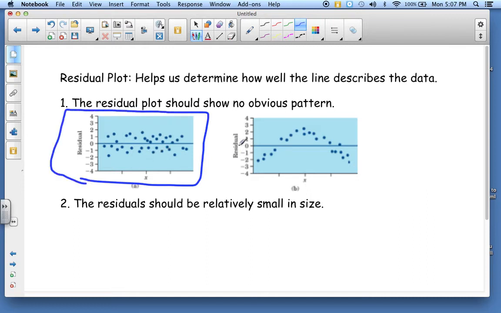However, when you create your residual, now look, this is your residual, all right? This is the distance. If it gives you a pattern sort of like this, it is not linear. Therefore, the line of best fit is not a good fit for our data. And then the residuals should be relatively small, okay? And we'll talk about that more tomorrow.